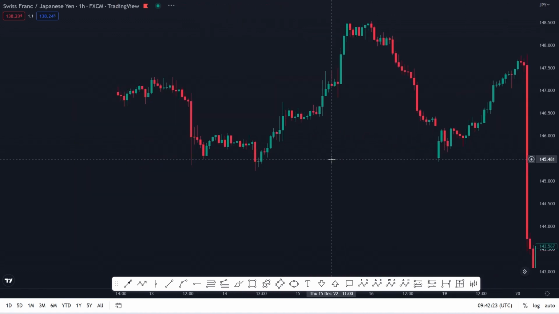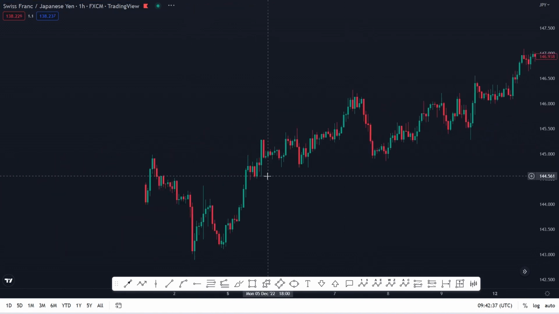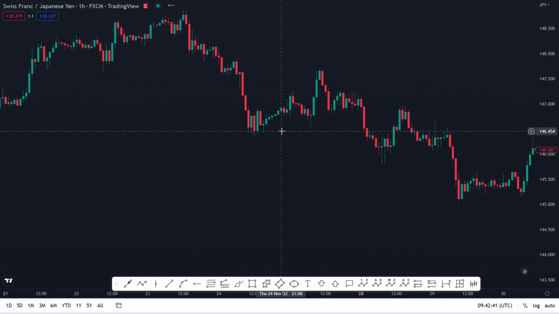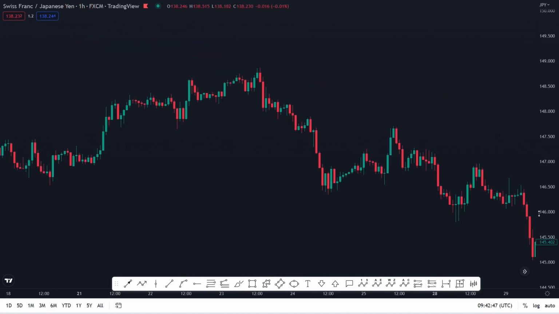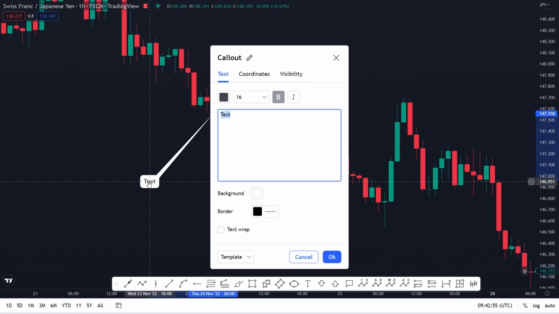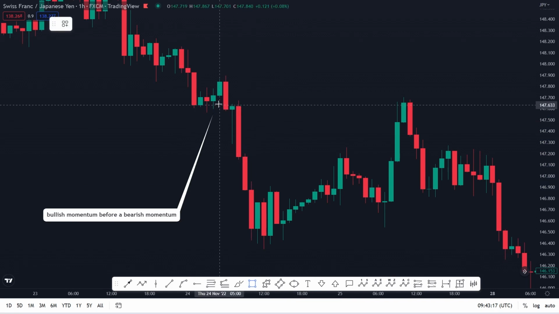I'm trying to find another example, guys, whereby those candlesticks are stacked together. Yeah, I think I got it. You see, guys, to draw an order block, we need to see a bullish momentum before a bearish trend. So let's say we draw the zone from here.